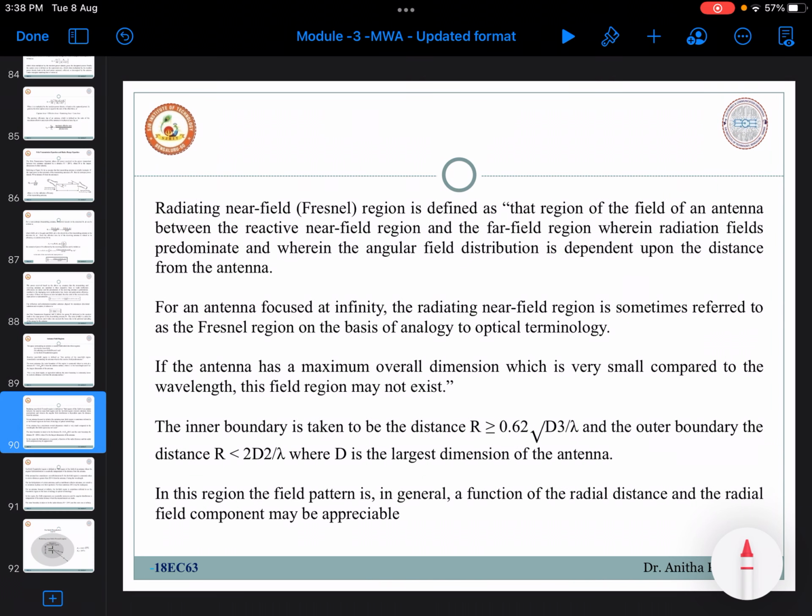Then the radiating near field region, which we also call the Fresnel region, is the boundary between 0.62 square root of d cube by lambda and less than 2d square by lambda. The region between these two boundaries is the radiating near field region, also called the Fresnel region. If the antenna has a maximum overall dimension which is very small compared to the wavelength, this region usually may not exist.